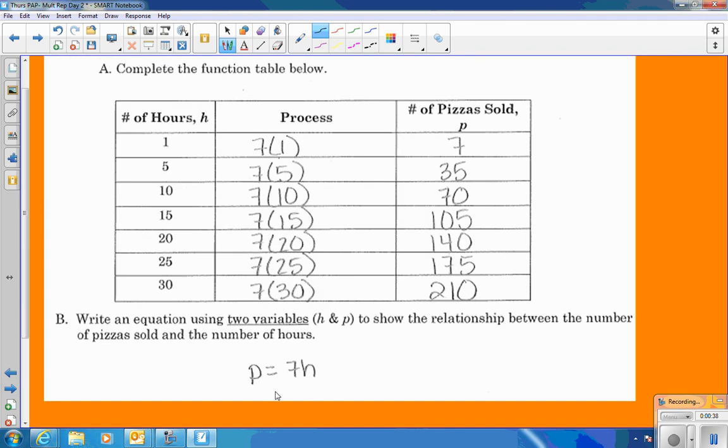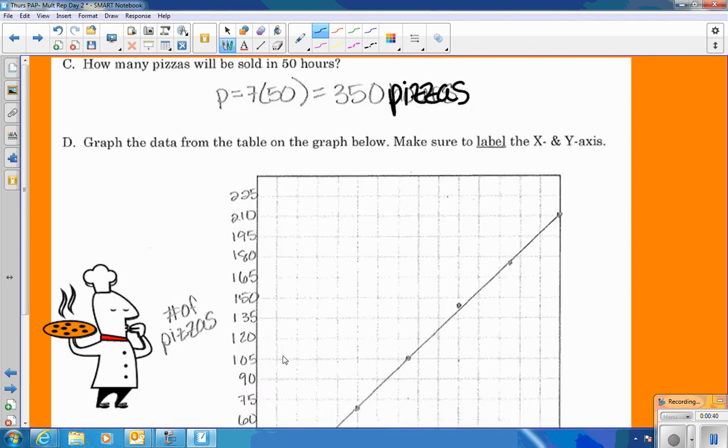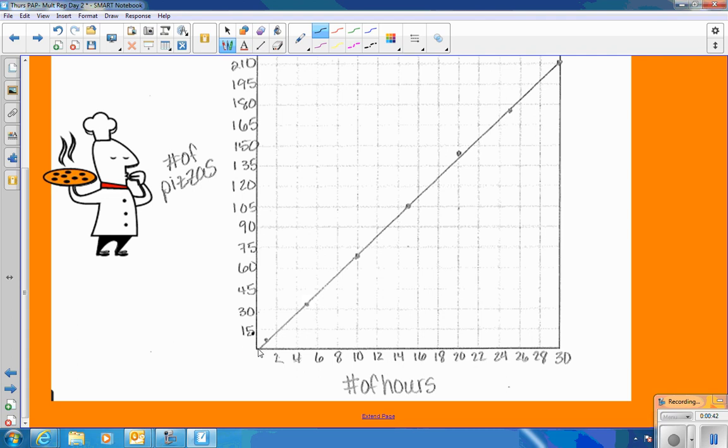This one is also proportional because it starts at 0, 0 and it makes a straight line all the way across.